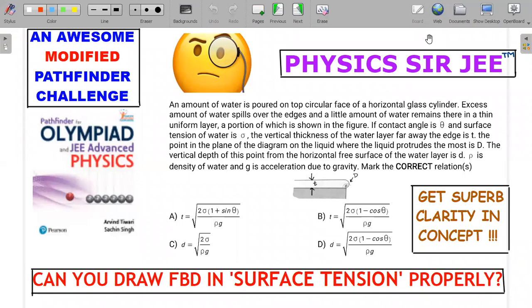Today I'm going to present to you a question from the topic of surface tension from the book Pathfinder. The question has been slightly modified to suit our needs because I believe this is one of the best questions of surface tension, which is a close candidate to be appearing in the JEE Advanced.